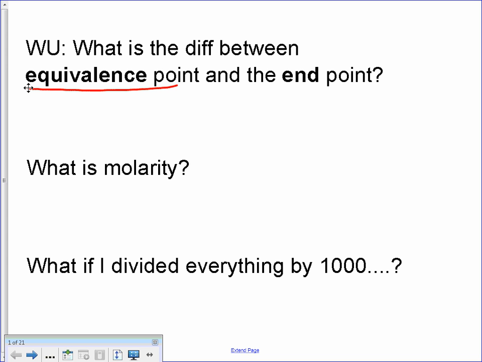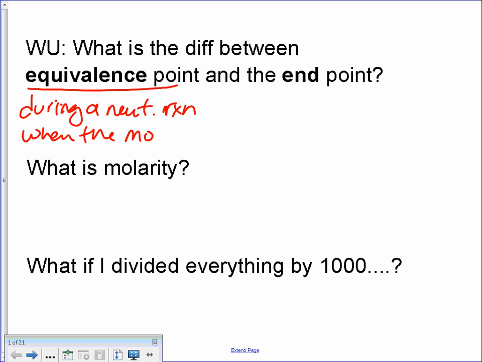Okay, so the equivalence point. This is a specific case scenario where you actually do something called a titration with an acid and a base. So basically, it's a reaction between acid and base. And what's that type of reaction called? Has it got a specific type of name? Neutralization reaction. Okay, so it's during a neutralization reaction when the moles of acid equals the moles of base. Equivalence point. It's the point when the acid moles equal the base moles.